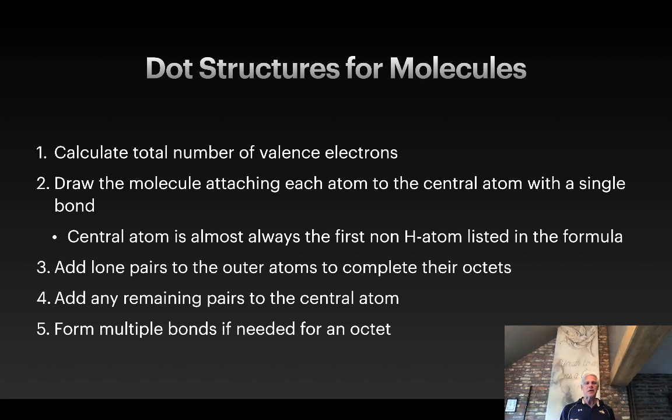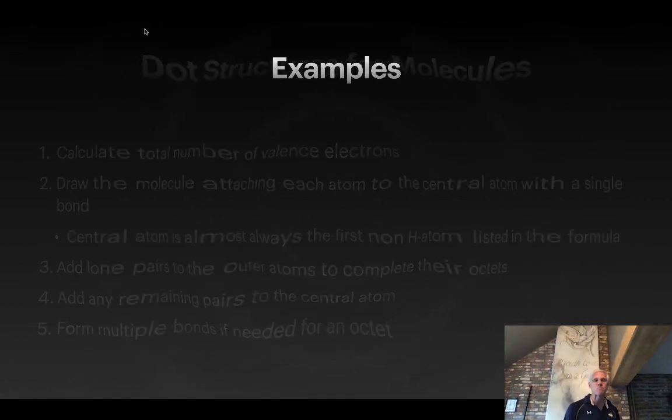Okay, now, if you put all your electrons around the outer atoms and you have no electrons left, which happens a lot of times, sometimes you will find that your central atom does not have an octet. And if that happens, then you have to start forming multiple bonds with one or more of the outer atoms, or it may need to form a double bond or a triple bond or whatever it takes. So we'll look at some examples to see how to do that.